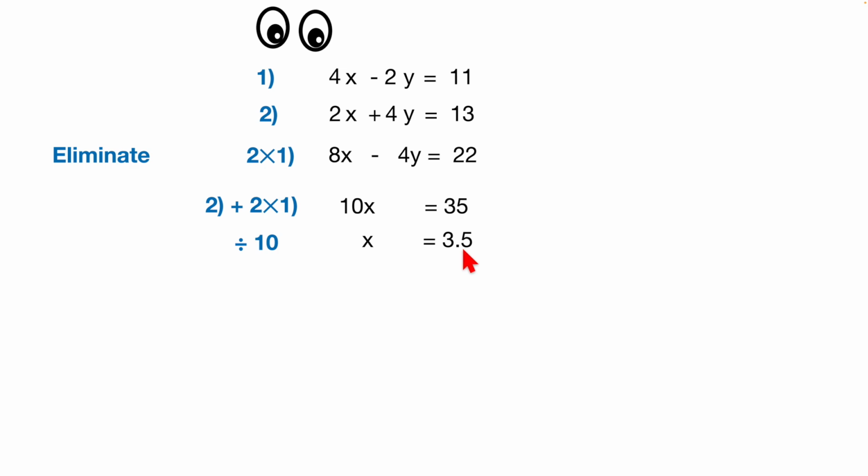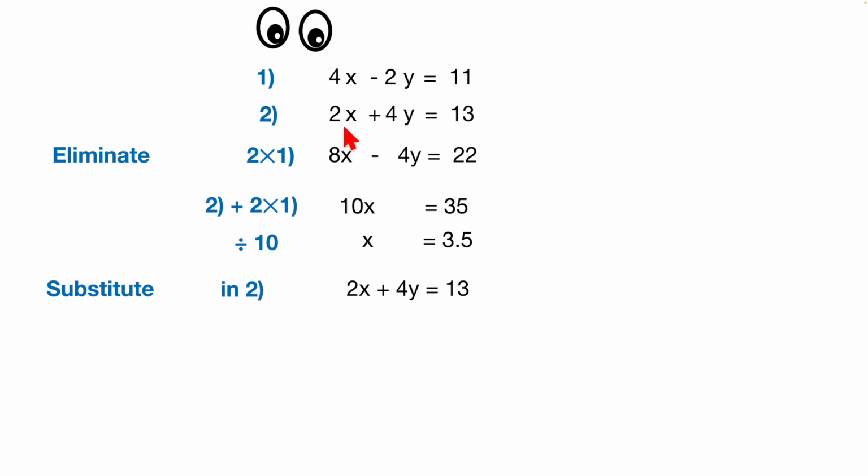Well, it's better than it being 4/17 or something. If it was 4/17, then I've probably gone wrong. 3.5 is okay. I'll live with that. So now I've got one value. I need to substitute that into one of these equations in order to find the y. So substitute. Which equation? I don't mind. I've avoided the minus. Why not?